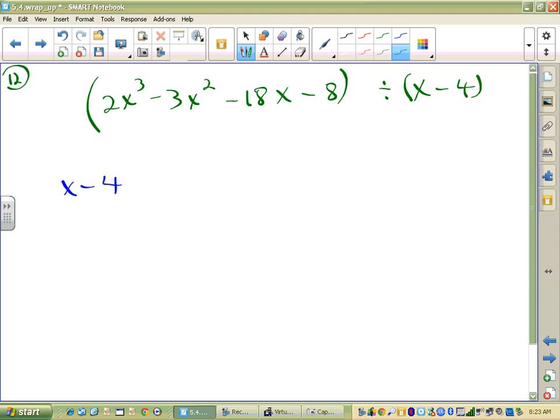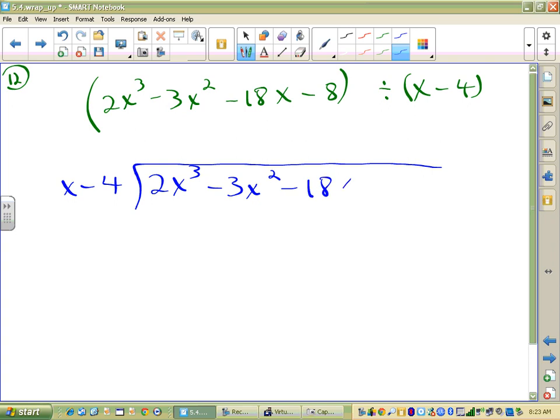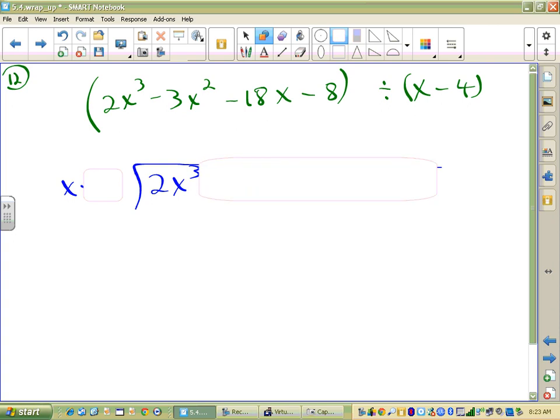X minus 4 into 2x cubed minus 3x squared minus 18x minus 8. So you could do all this work if you want. Sometimes you have to know when to not look at certain stuff, right? When you go past the East Market Street exit, you got to say, I'm not going to think about that magnificent McDonald's. You just have to disregard all that other stuff and just kind of block it out.